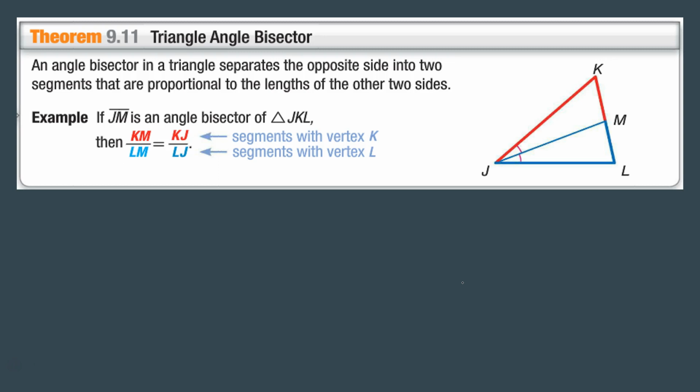So if we're given segment JM is an angle bisector for triangle JKL, then we can say that KM is proportional to ML, or LM, which is equal to KJ and is also proportional to LJ. Notice it says segments with the vertex K, so K's with K's, L's with L's. And there we go.